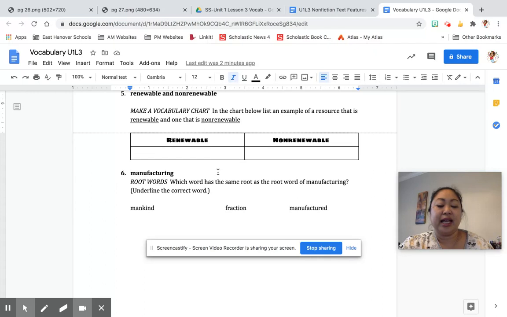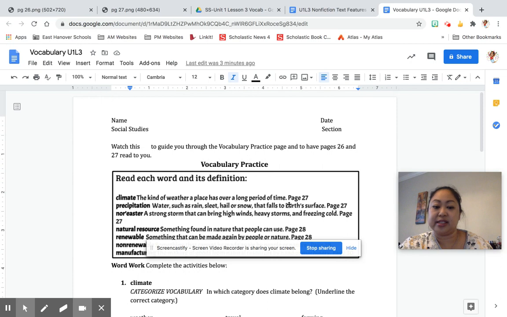Okay. Manufacturing, the last one. Root words. So which word has the same root as the root word of manufacturing? Is it mankind? Is it fraction? Or is it manufactured? Okay, so again, just highlight it and underline it, and then you can hand this in and submit it. All right, so we're going to go ahead and start the reading for pages 26 and 27.